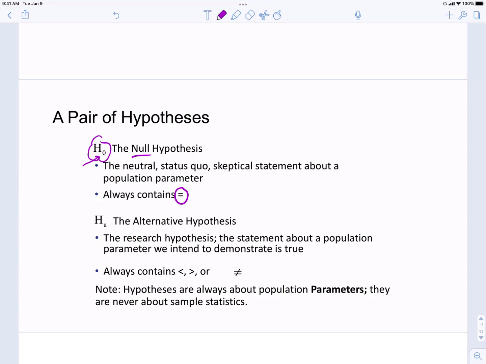The second hypothesis is called the alternative hypothesis, and it's abbreviated with a capital H and a subscript of a lowercase a. Some people abbreviate it with a subscript of a 1 also. Those are just 2 different styles you might see. It's called the alternative hypothesis or the research hypothesis, and it's a statement about the population parameter that we'd like to demonstrate is true. It always contains one of these symbols: a less than sign, a greater than sign, or a not equal sign. And these hypotheses are always about populations, so in other words, they're always about parameters. They're never about sample statistics, because sample statistics are things we can measure.